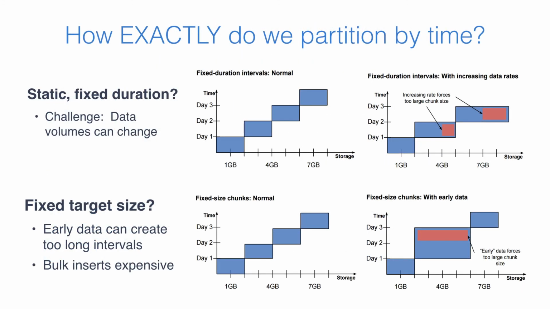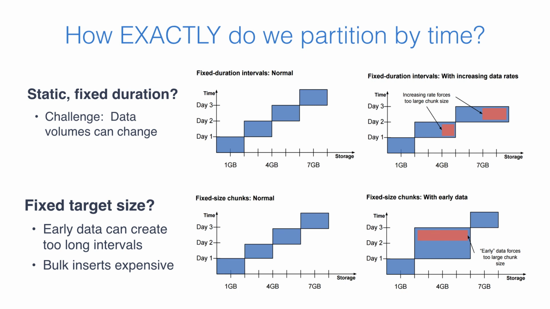There are many ways to partition by time. I'm gonna give you a couple of strawmen and then our solution. You can partition by a fixed duration, say a day. And this works pretty well until your data starts growing. Once your data starts growing, your chunk used to be 2 gigs. Now your data volume has increased. Your chunks are 4 gigs in size. They no longer fit in memory. You're back to square one.